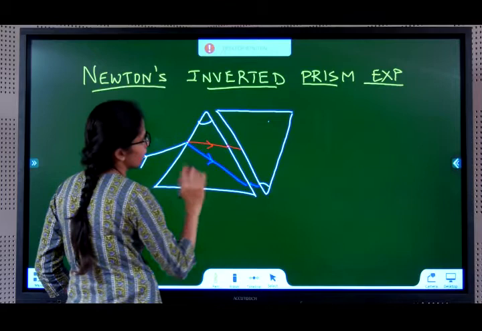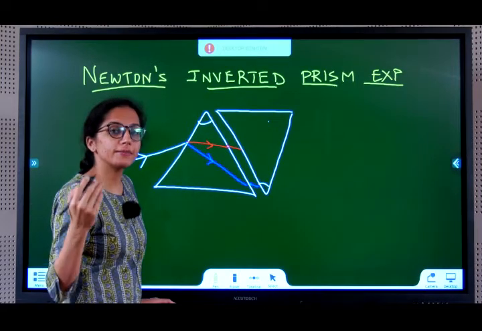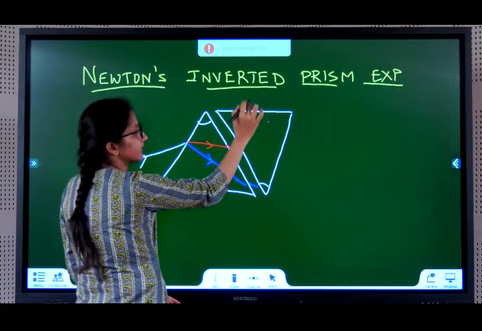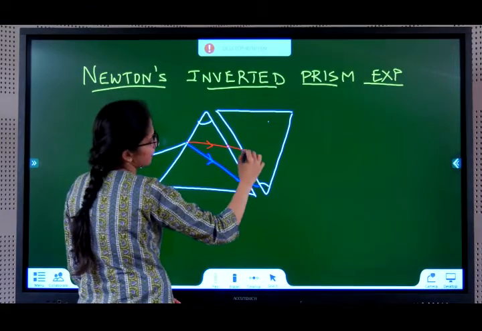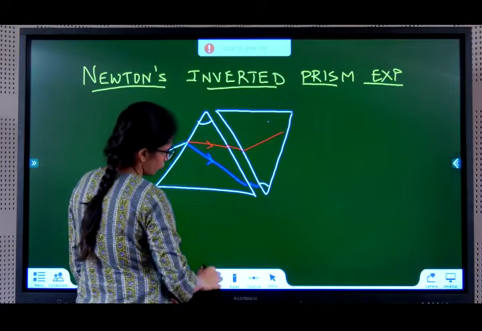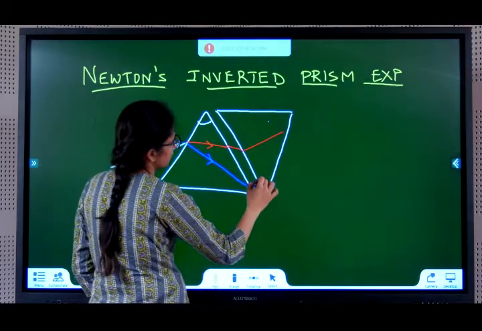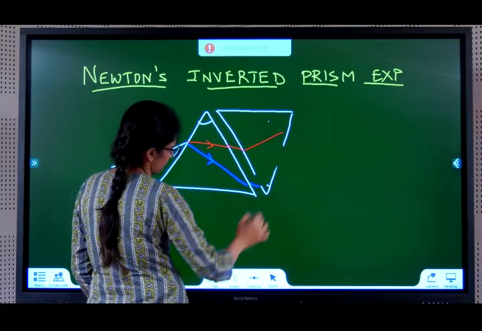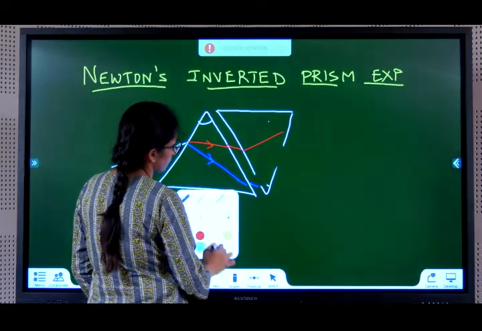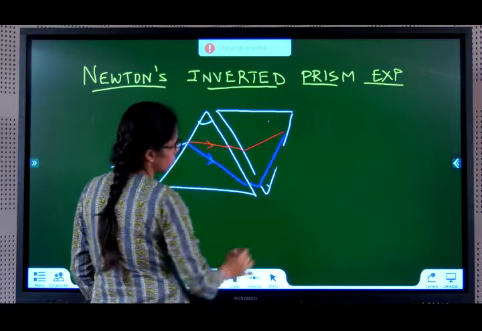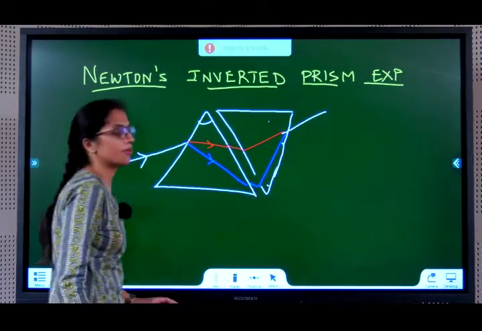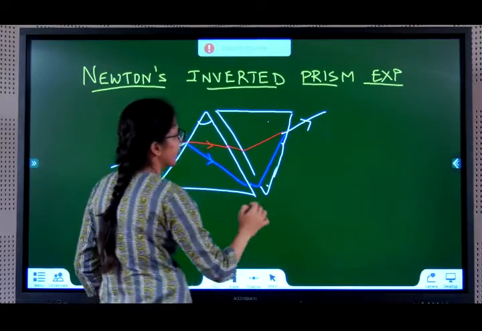with this inverted prism, the rays in a prism always bend towards the base. So it bent towards the base. Now this is the base. It will bend towards that base. So it bent towards that base. So it bent towards the base again. And you can see they come out as white light again.